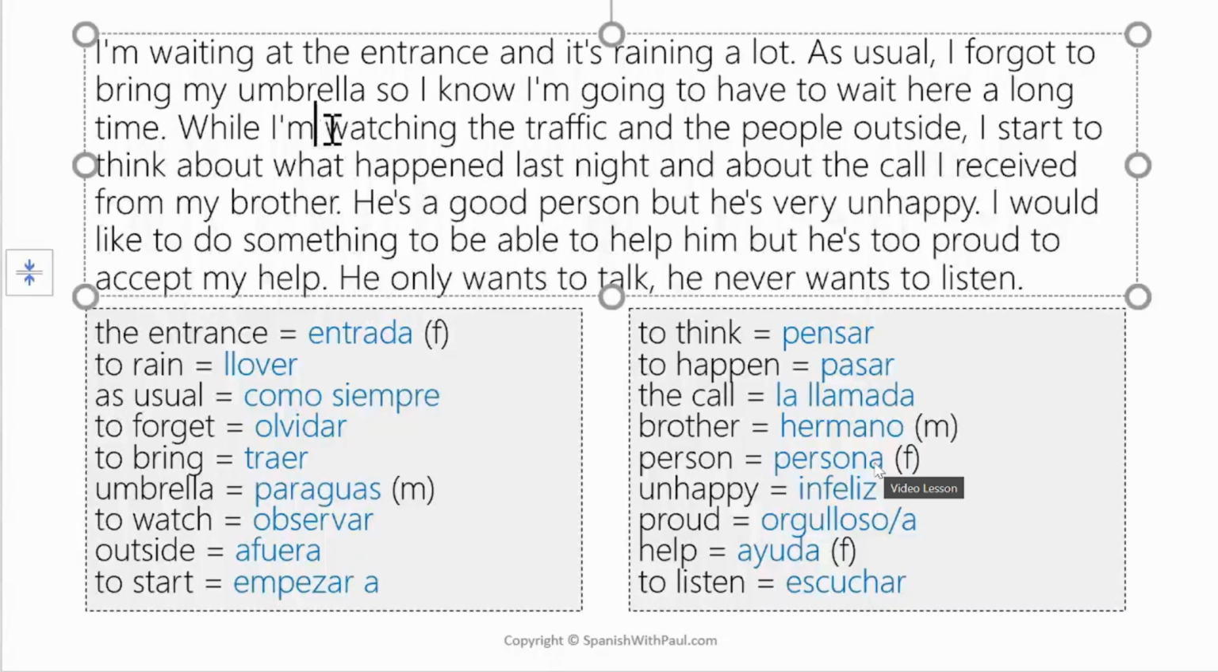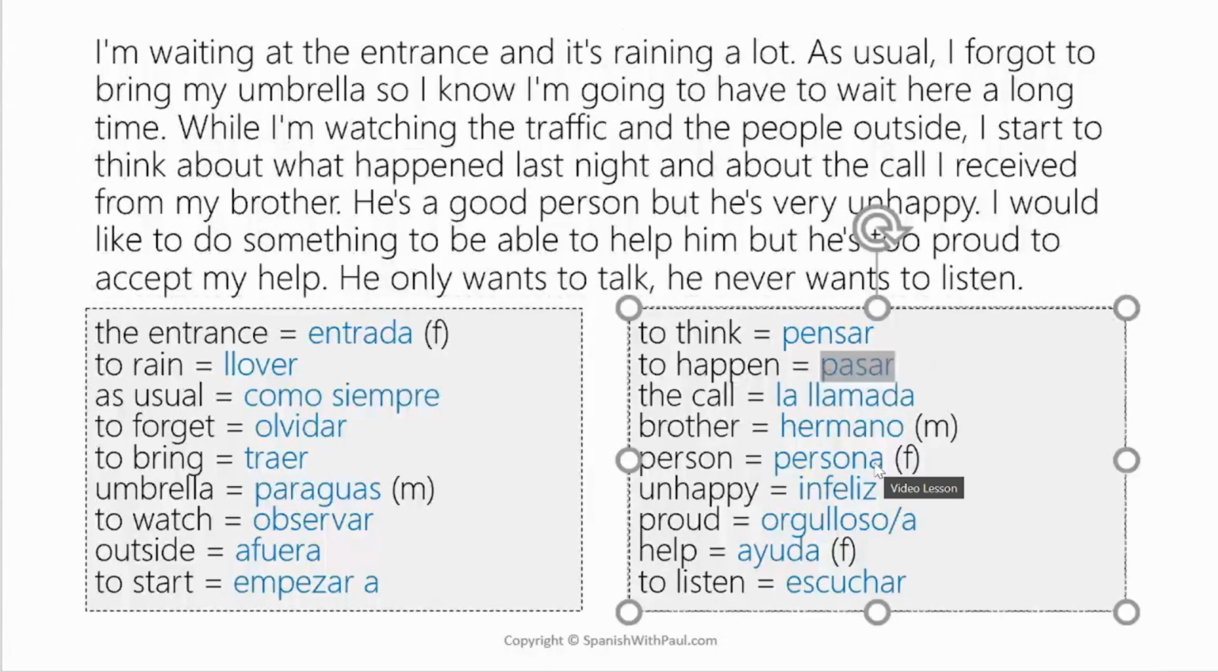Now next up, we're going to need the verb to watch. And once again, we're going to go with observar, because that's what you're doing. You're watching the traffic and the people outside, but Spanish will regard this as observing the traffic and the people outside. Then the word for outside is afuera. And next we're going to need the verb to start, which is empezar, and we're going to follow that with a. To think, the verb is pensar, and for something to happen is actually pasar, for something to pass, an event to pass. So to happen, we're going to use this one here, pasar.